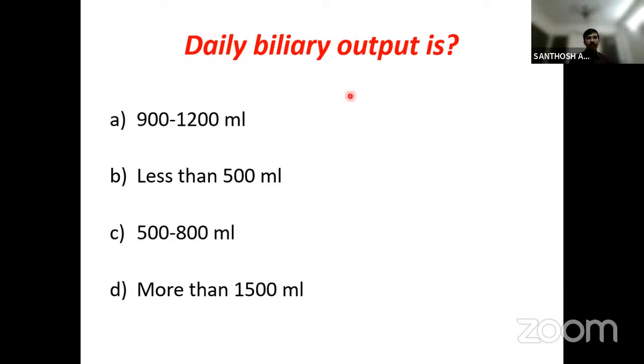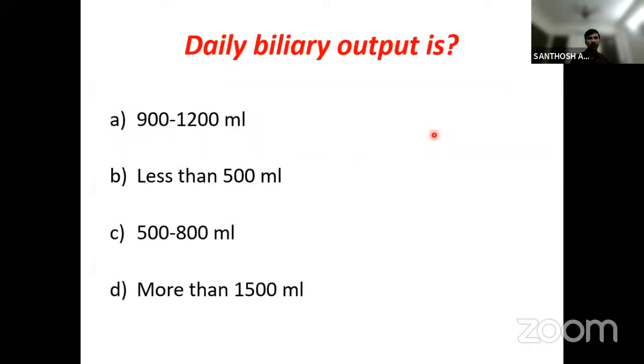So daily biliary output is around... These were the options given: 900 to 1200 ml, less than 500 ml, 500 to 800 ml, more than 1500 ml. Any answers? This was the direct line taken from Dunga. So you can decide: 700 to 1000 ml. So 900 to 1200 ml was the closest I was able to find. Okay.